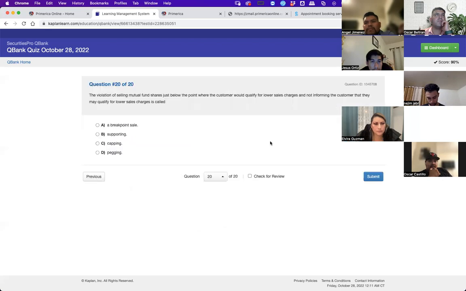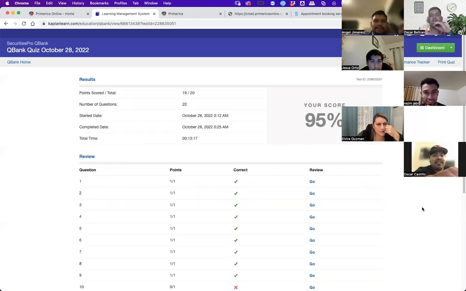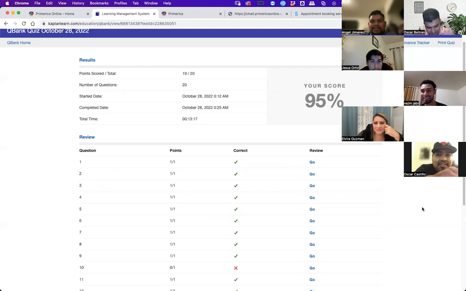Oh shoot. 20. The violation of selling mutual funds just below the point where the customer would qualify for a lower sales charge, not informing the customer that they may qualify for a lower charge. Capping? It's gonna be A, the breakpoint sales. The key thing here is sales charge. Well, it's not a breaking point sale. There it is, 95. Hey, we didn't do bad. 95%. We're good.